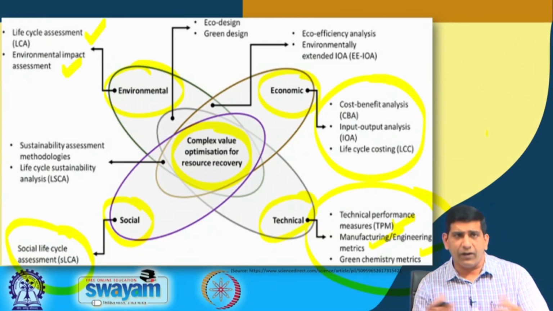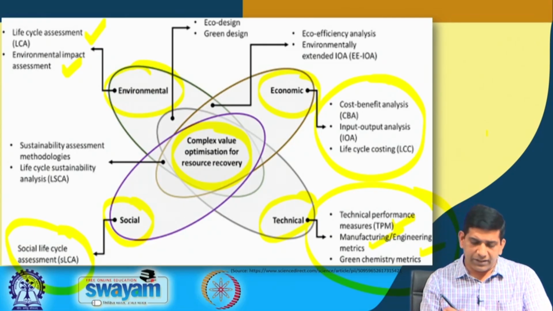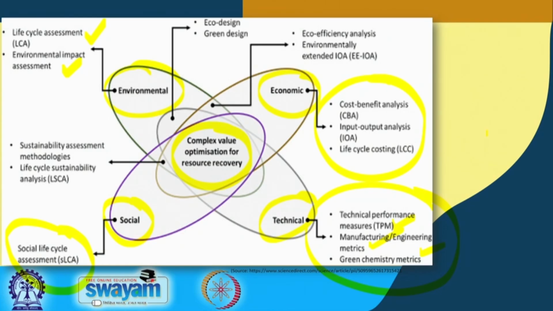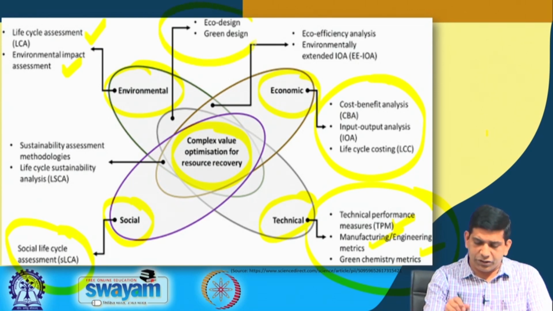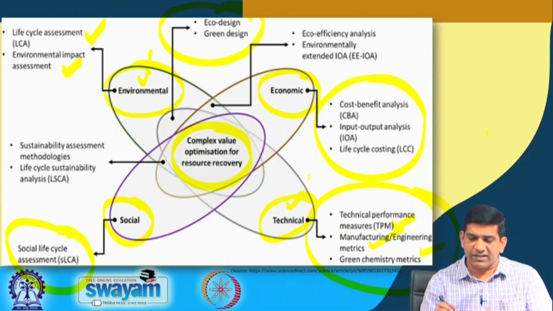Now, in terms of the overlap areas, when we look at these small ovals in the middle, there are two of them. Here, we are looking at eco design and green design, which work with both the environmental and technical aspects.